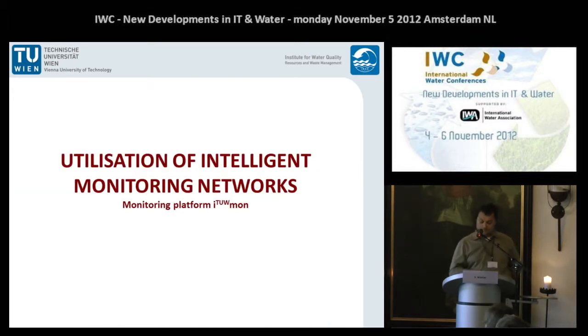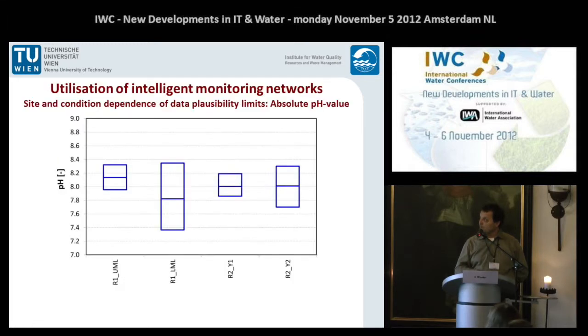Okay, so now in the following I will try to give you some examples on how you can use this or how we use this. As I showed you before, we are running basic checks on all the data sets right after we have collected the data, and this is a comparison of the distribution of pH values at two different rivers.